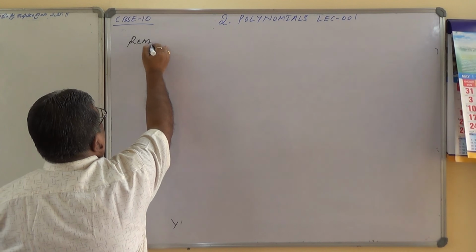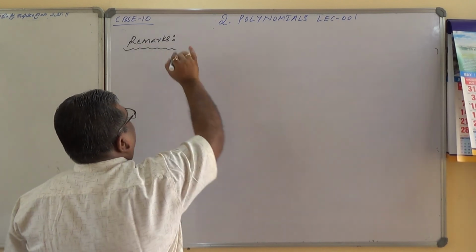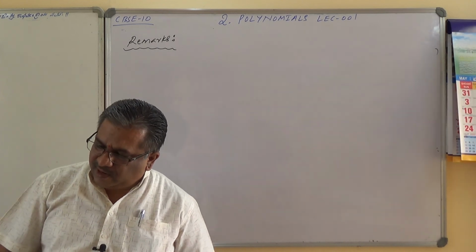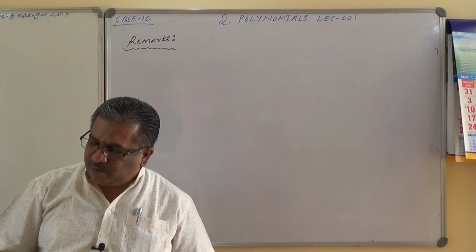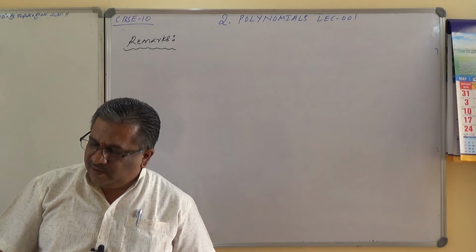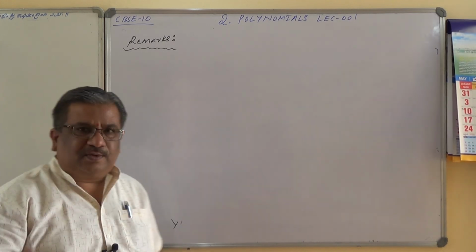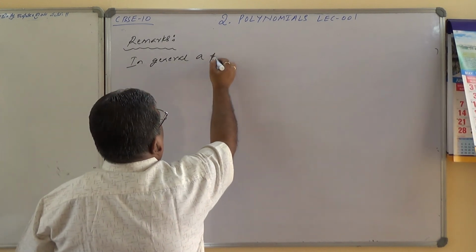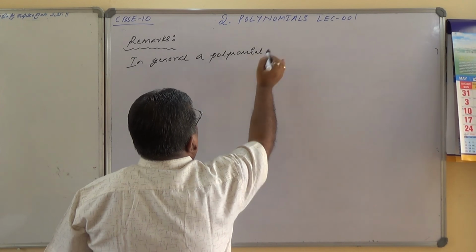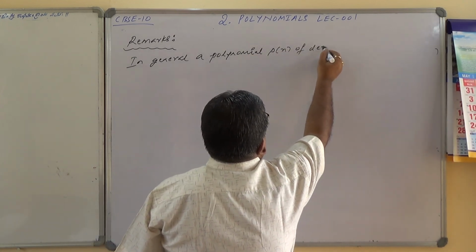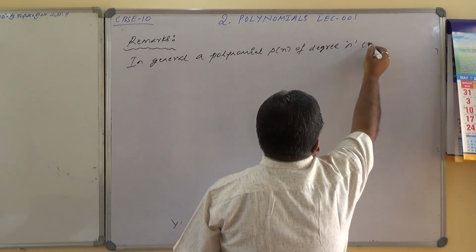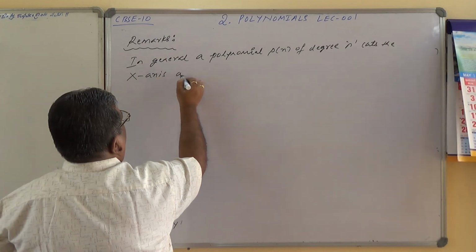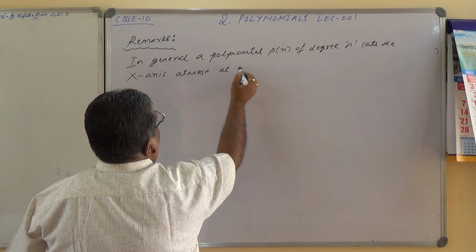Remark: so it's important. This goes something like this. In general, for a given polynomial p of x of degree n, the graph of y equals p of x cuts the x-axis at most at n points, and therefore the polynomial p of x of degree n has at most n zeros or roots. So the remark is, in general, a polynomial p of x of degree n cuts the x-axis at most at n points.